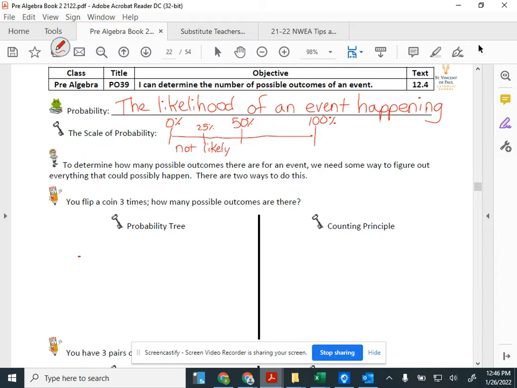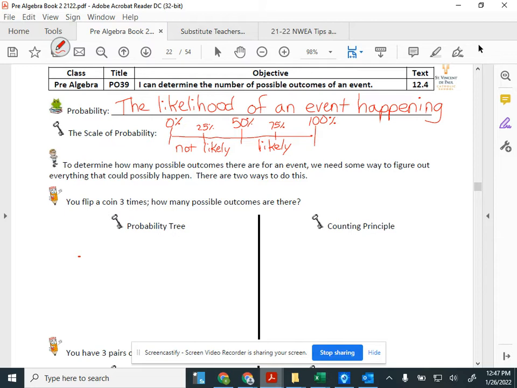So if we look over on the other side, we've got 75%, the middle, that median of the upper half. So on this side, it is likely to happen. If it's 67%, it's more likely to happen. If it's 88%, it's really likely to happen. The closer you get to that 100%, the more likely it is to happen. The closer you get to 0%, the less likely it's going to happen.